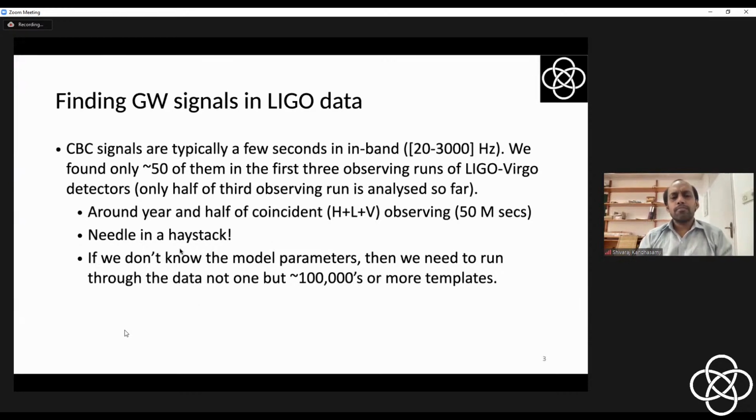This is a very difficult task, and it becomes much harder if we don't know the model parameters of the CBC signal. That means we have to construct many different waveforms so that we will at least find a match for one of them. In our case, we look for waveforms of the order of 100,000 or more. So that means we have to look through this 50 million seconds of data that many times.